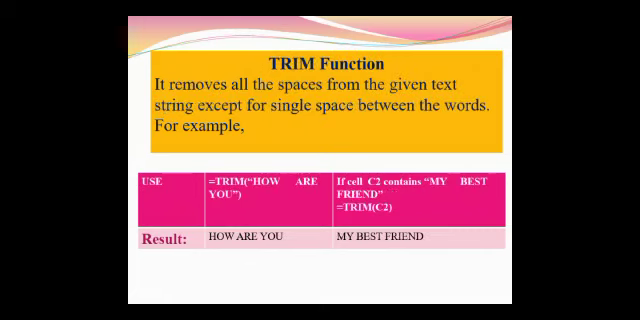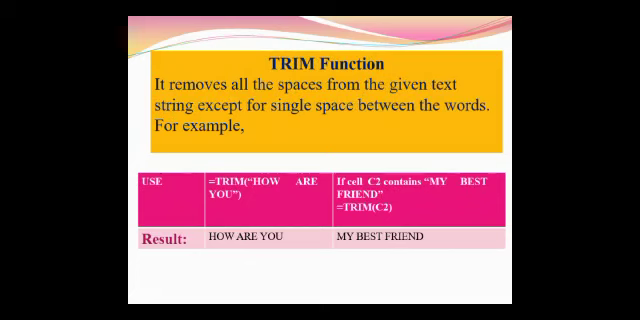Now next is trim function, which removes all the spaces from the given text string except for the single space between the words. Generally we use one single space between two words. So trim function removes all the extra spaces in between the words. I have taken one text string, how are you? You can see many spaces are there. So if I use the formula equal to trim in bracket how are you, it is used in double quotes, you will see extra spaces are removed and one single space you can see in the result in between all the words.